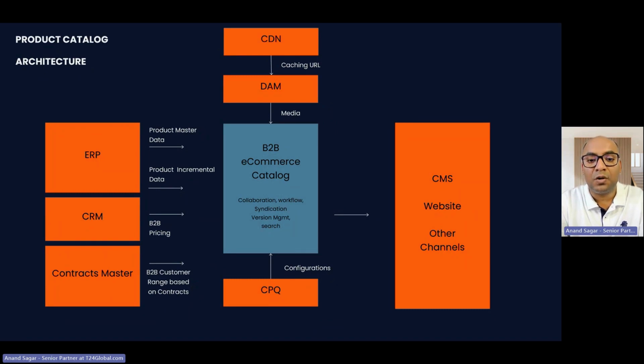The third part is the contracts master. Well, this is a bit tricky. The contract master can be sent to the catalog directly or can be pushed to your ERP directly, and the ERP can feed it back. Both ways, the contract's restrictions of categories.